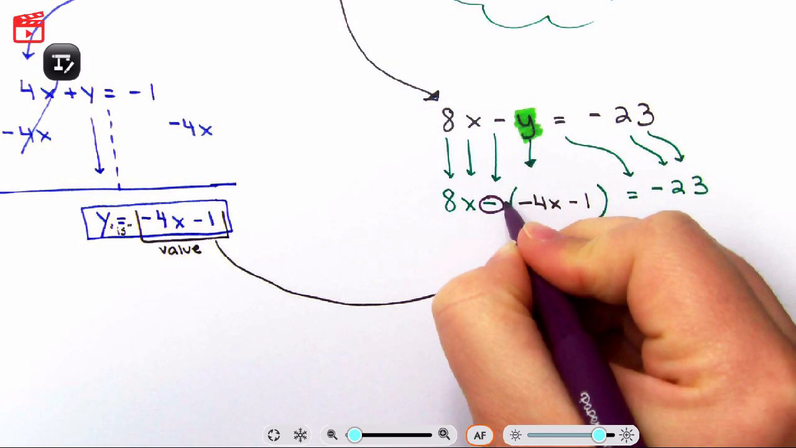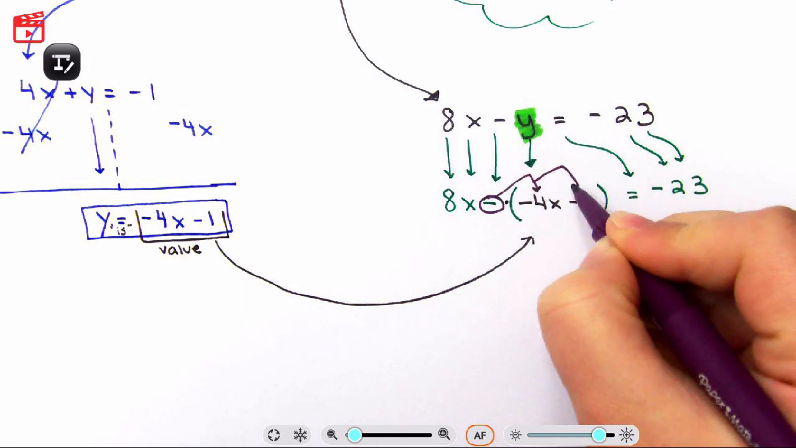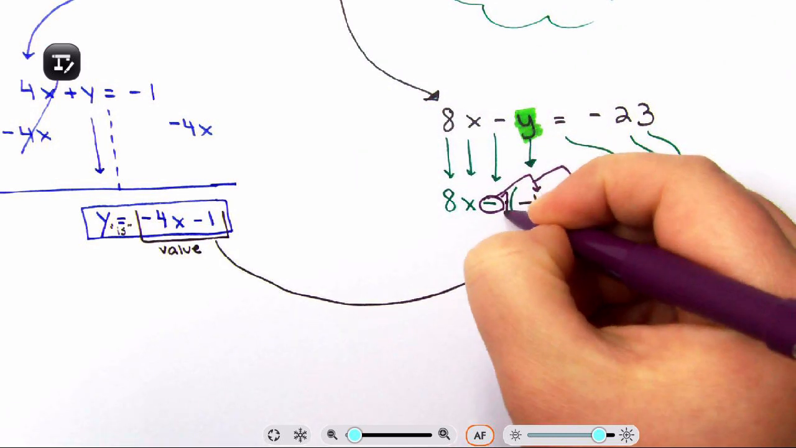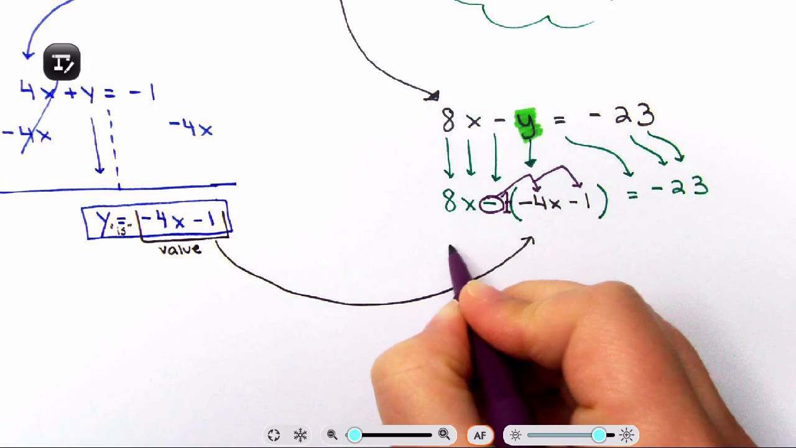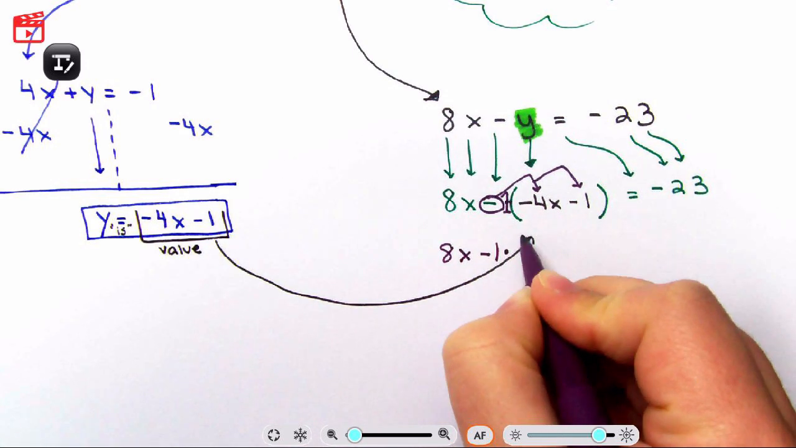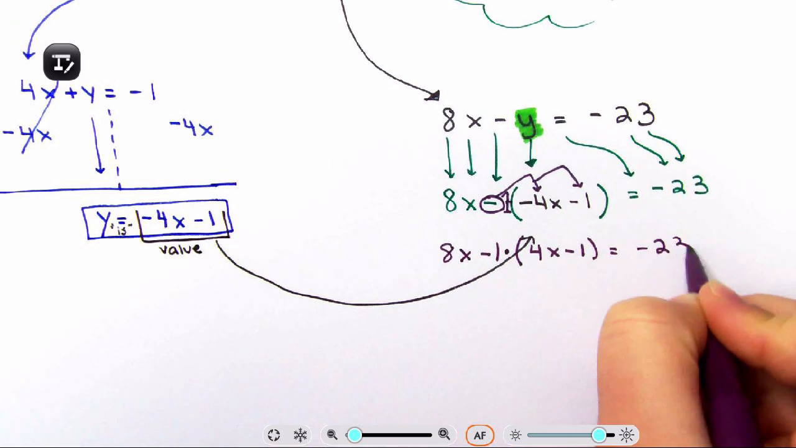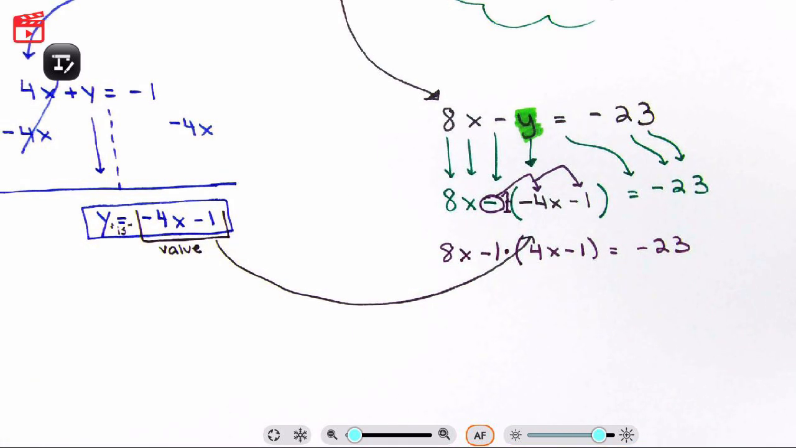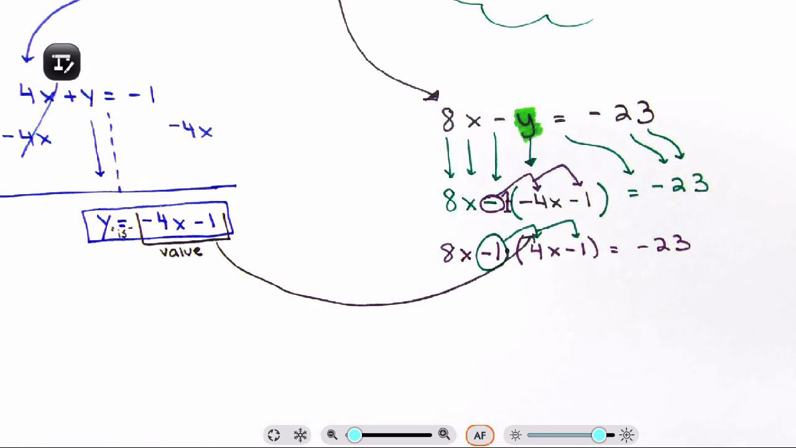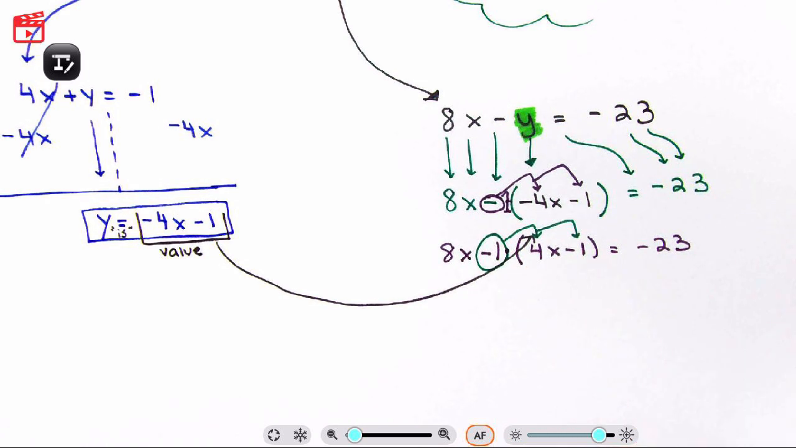Notice that I have this minus here. This minus means I'm multiplying by this minus. I need to distribute that minus. It's weird, I know, but pretend you have a -1 here. And you're basically saying I have 8x, -1 times 4x minus 1 is equal to -23. This -1 needs to be distributed because we are multiplying the entire bubble. I know there's a lot of arrows, I apologize. We're taking this -1 and we're multiplying into the bubble.